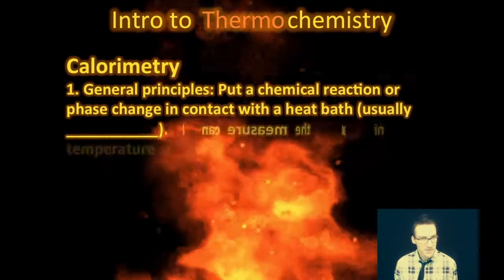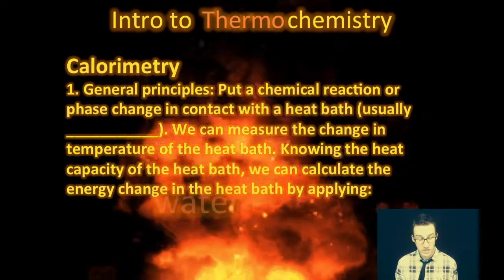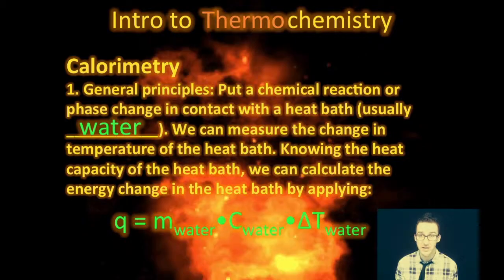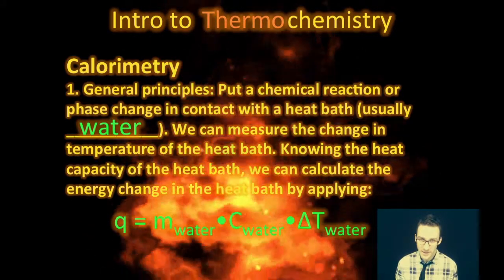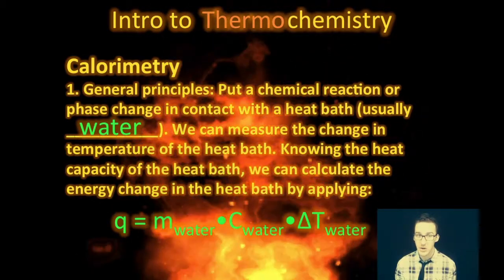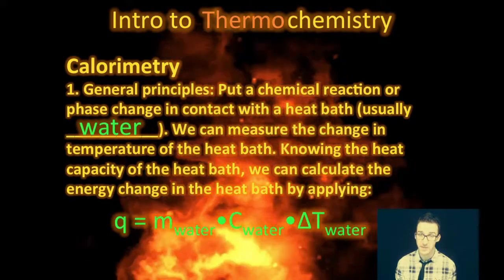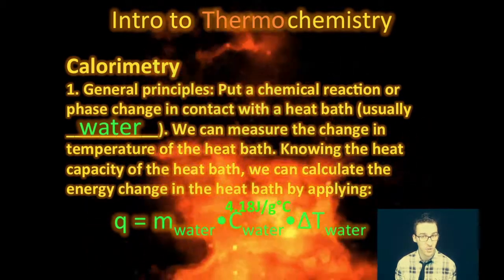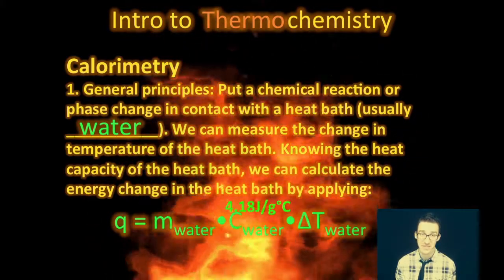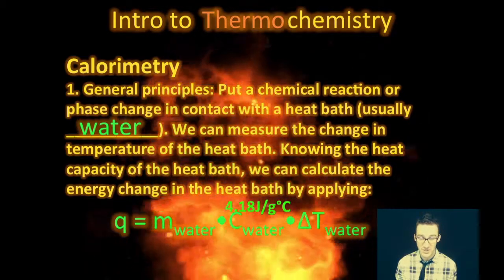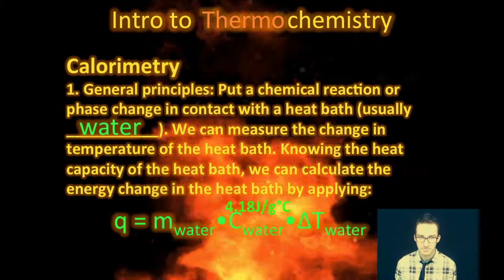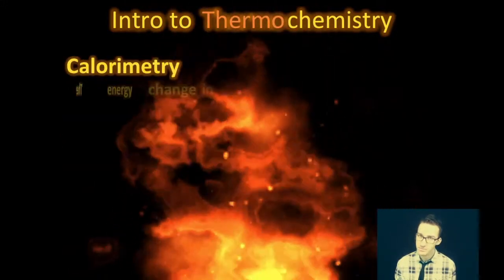And as we think about calorimetry, the big idea here generally is you put a chemical reaction or a phase change in contact with a heat bath. And usually that heat bath is going to be water. And we can then measure the temperature change of the heat bath, again, typically water. And because we know the heat capacity of the heat bath, and the specific heat of water is 4.18 joules per gram degree Celsius, which is not on your formula chart, but a really good specific heat to memorize and keep in your noggin because we're going to use it so much as a heat bath, you can then calculate the interchange from there.